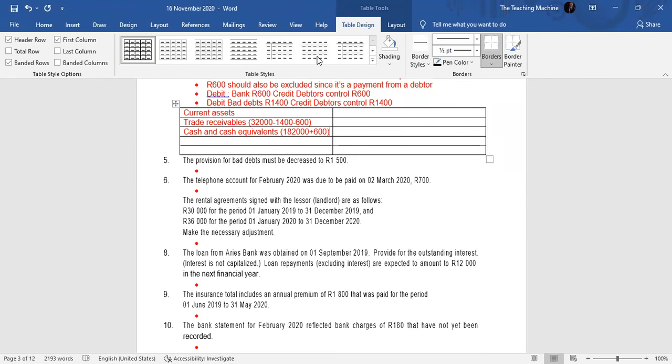I hope you are answered. Okay, you will receive a copy of this document, no problem. So that's how item number 4 should look on your statement of financial position.